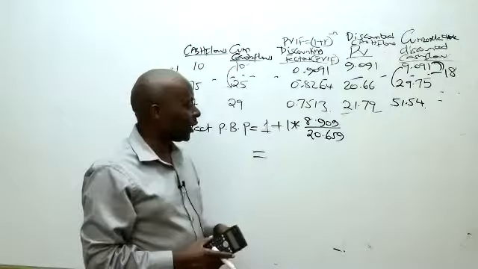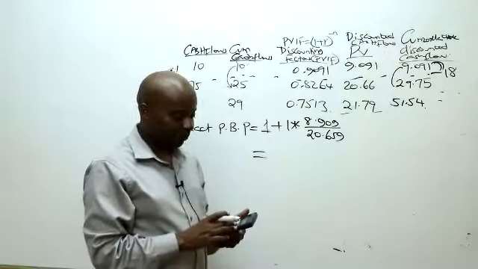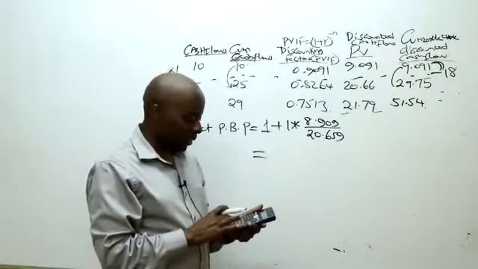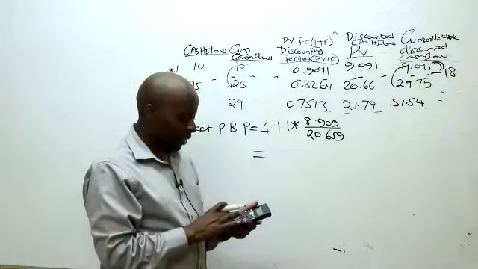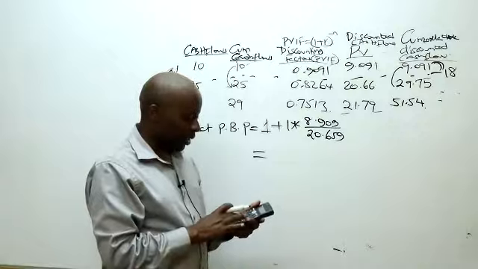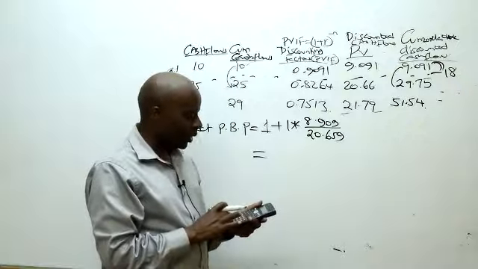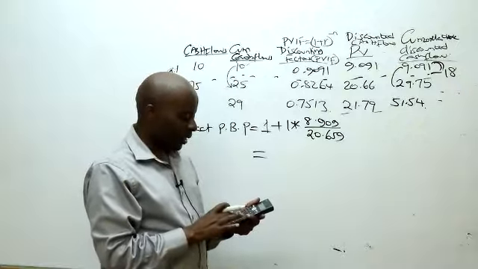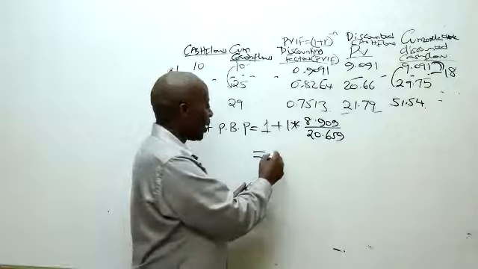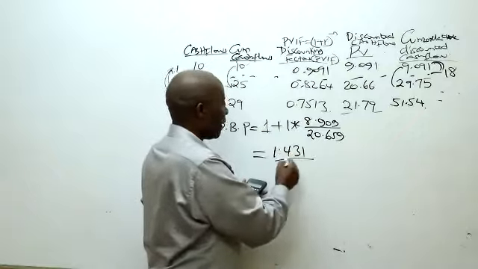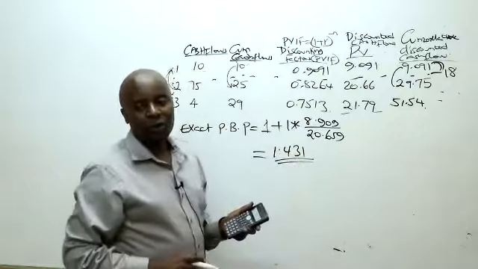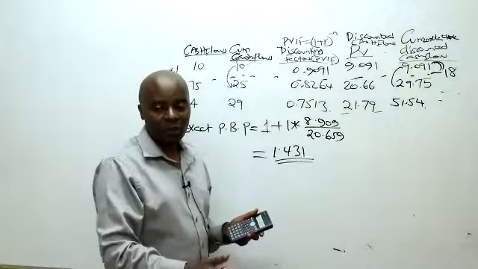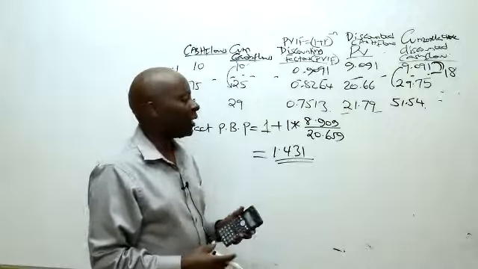What will we get at the end of the day? So we have 1 plus 1 times 8.909 divided by 20.659, which will end up giving us 1.431. Is there anybody who has that kind of answer there? Phoebe, thank you very much.